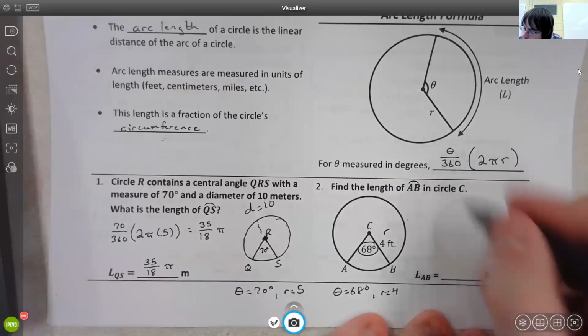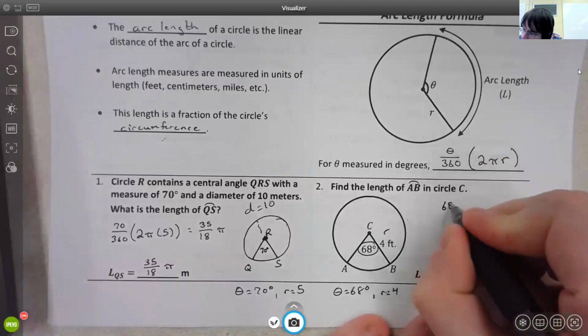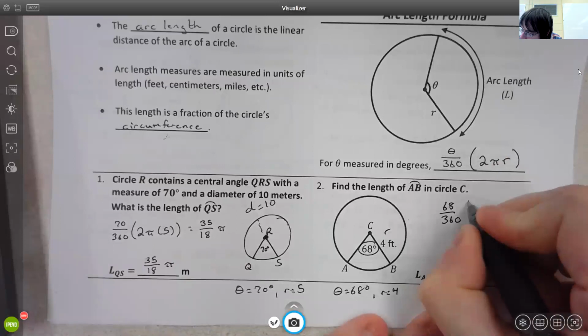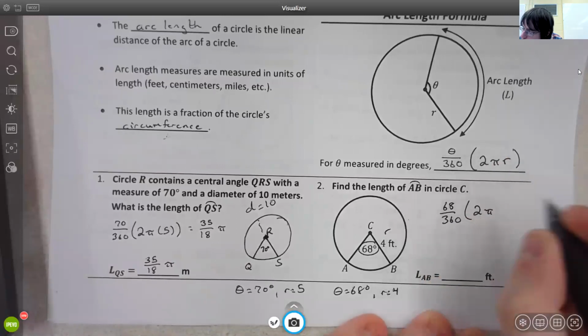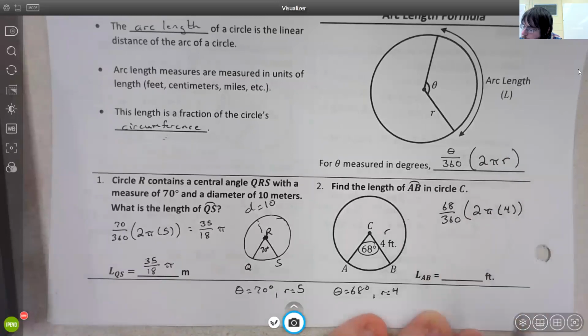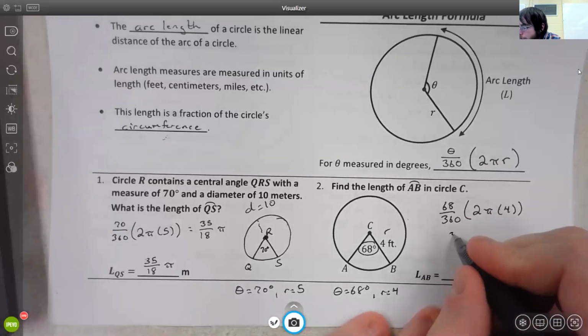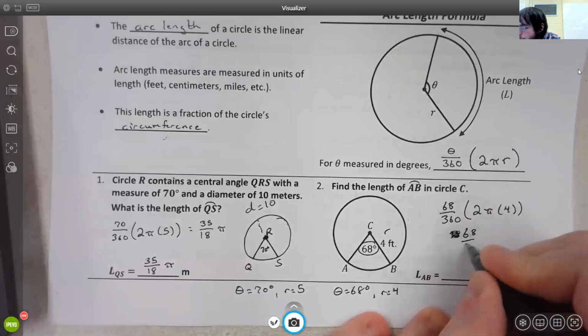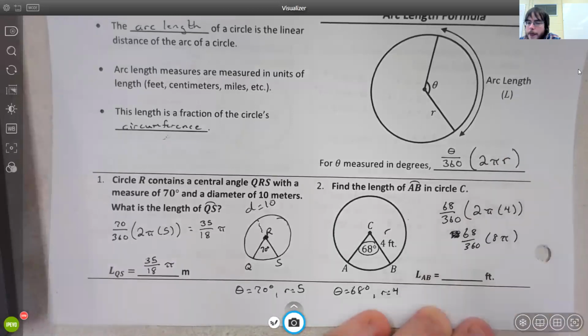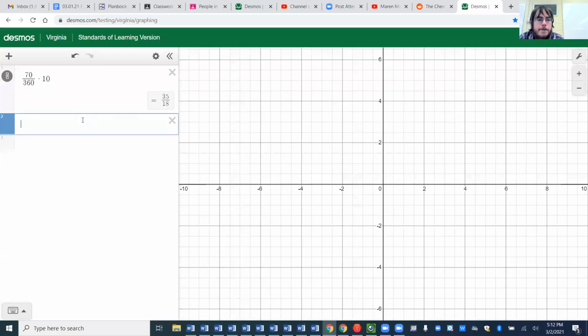Plugging in our equation, we do theta over 360 first. So 68 over 360 times 2 pi r, which is 2 pi times 4. So you get 68 over 360 times 8 pi. And now you just multiply your 68 over 360 and your 8 together, and then simplify, and that gives you your arc length is 68 over 45 times pi.